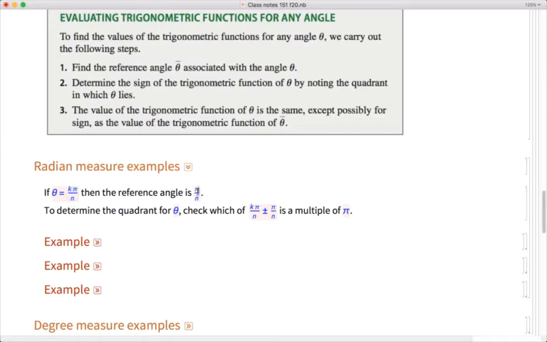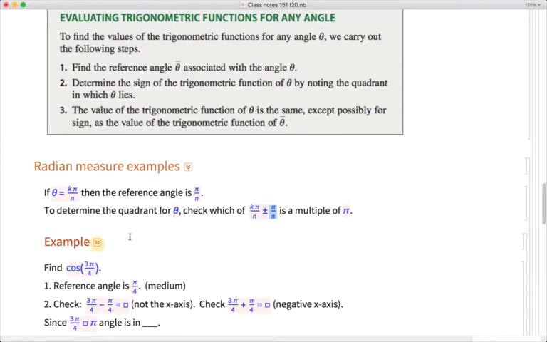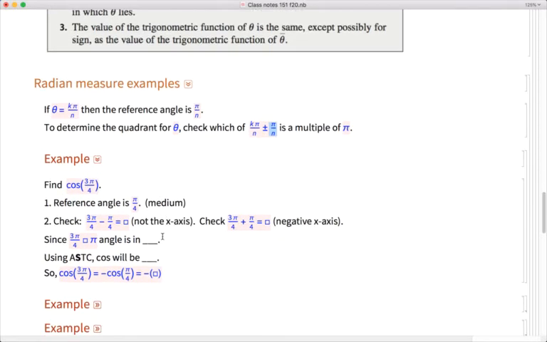But if your angle has this form, k pi over n, then the reference angle is going to be pi over n. And to decide what quadrant your angle is in, what you're going to do is add and subtract pi over n to your angle. And one of those two values will turn out to be a multiple of pi. And that'll help tell you which quadrant you're in. So let's do that for some examples.